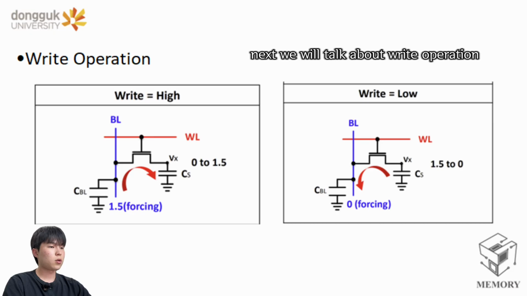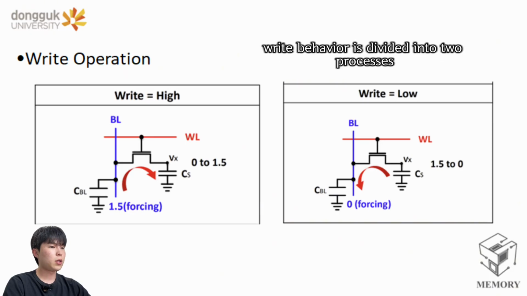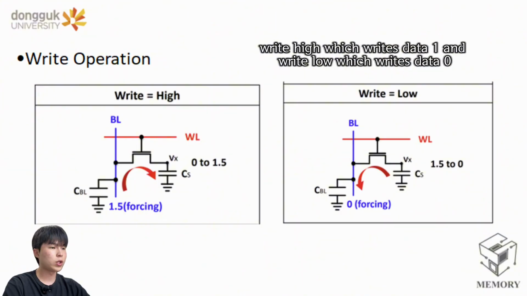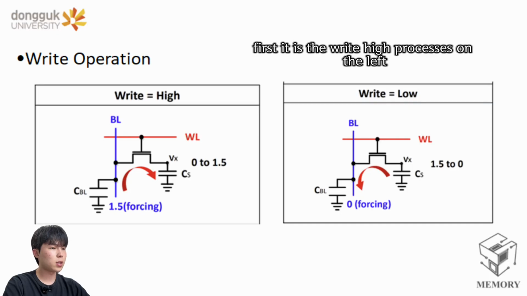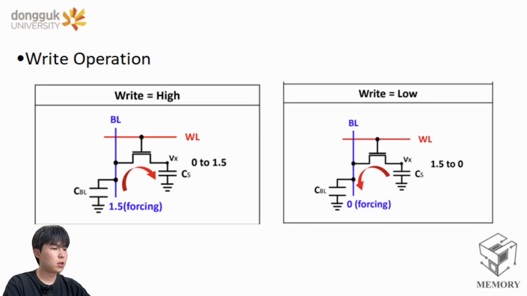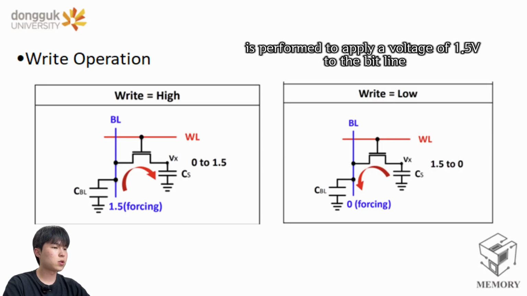Next, we will talk about write operation. Write behavior is divided into two processes, write high, which writes data 1, and write low, which writes data 0. First, it is the write high process on the left. Write high stores data 1. A forcing is performed to apply a voltage of 1.5 volts to the bit line.